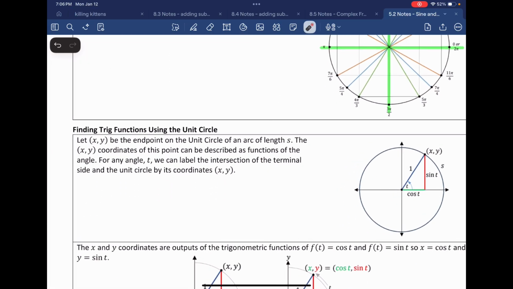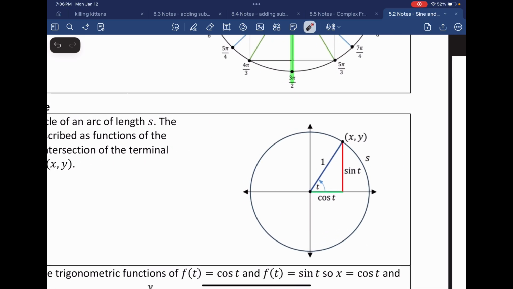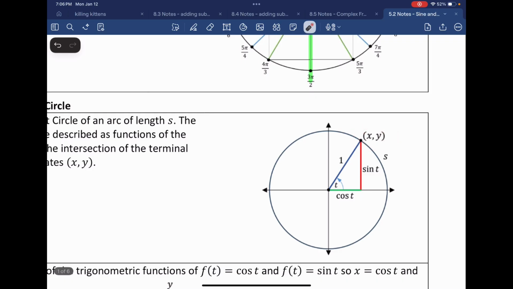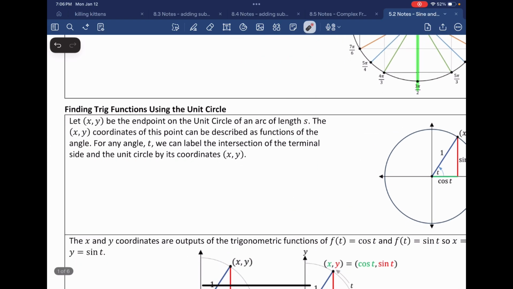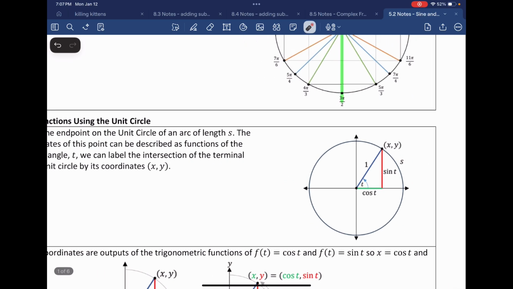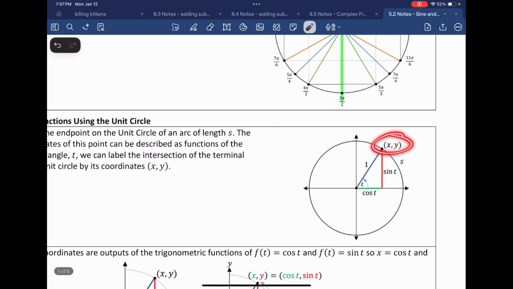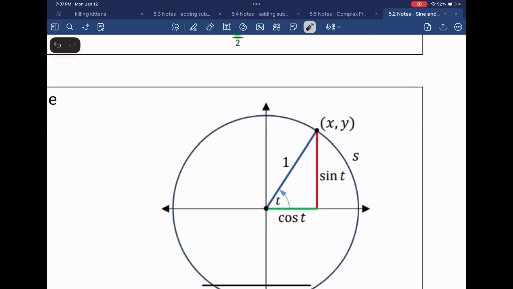All right, so let x and y be endpoints on the unit circle. Okay, so we have x and y, endpoints on the unit circle. The xy coordinates at this point can be described as functions of the angle. So for angle T, we can label the intersection of the terminal side, so terminal, with the circle as coordinates x and y. So x and y is just you had a horizontal shift, and you had a vertical shift. That's your x and y.